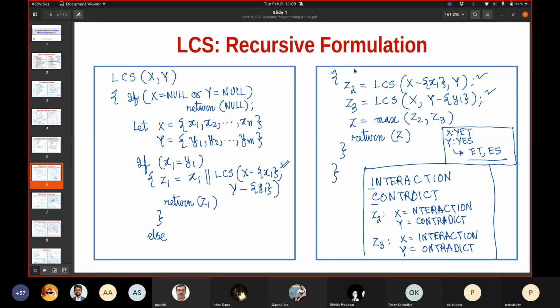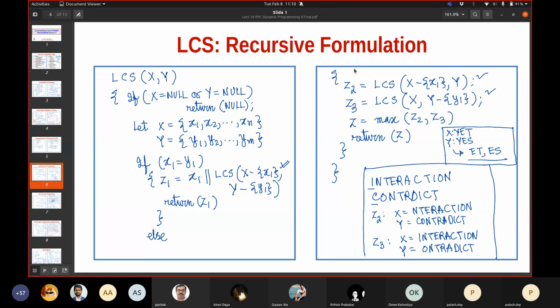Where if the first two characters matched, then we consider that to be part of the longest common subsequence and call it on the rest, and whatever we got from the rest, we add it to it. Otherwise, we call it on LCS x minus x1, y and LCS x, y minus y1.